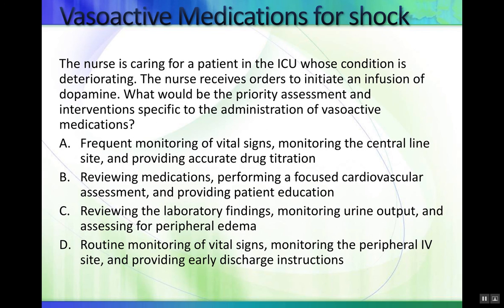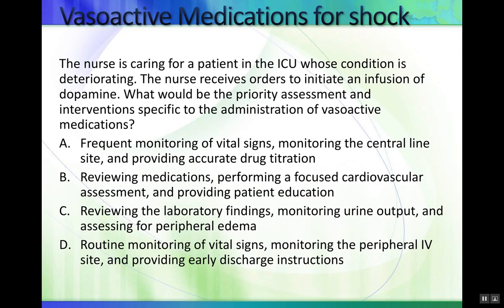Vasoactive medication. The nurse is caring for a patient in ICU whose condition is deteriorating. The nurse receives orders to initiate an infusion of dopamine. What would be the priority assessment and intervention specific to the administration of vasoactive medications?